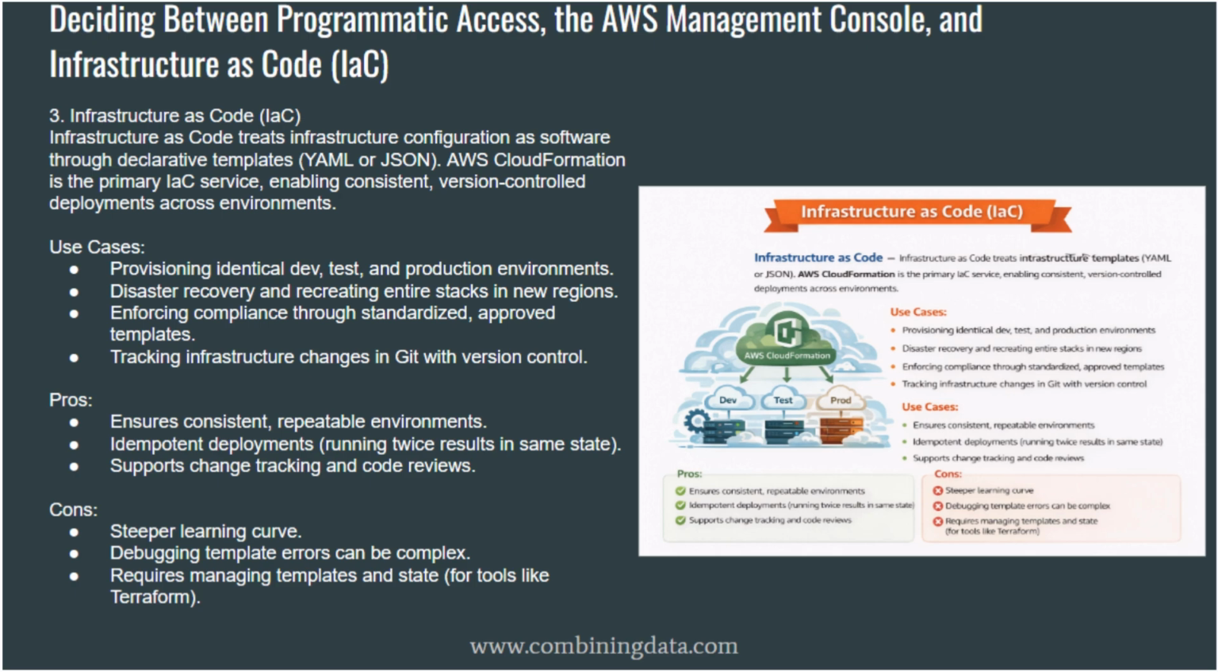Real scenarios. Rebuilding an entire application stack in a new region for disaster recovery. Deploying identical environments for multiple teams. Passing compliance audits that require traceable infrastructure changes. Why IaC matters. If your infrastructure exists as code, you can store it in Git, review changes before deployment, roll back safely, recreate environments at any time. Exam tip. If a question emphasizes consistency, repeatability, compliance, or multi-account environments, IaC is almost always the correct answer.